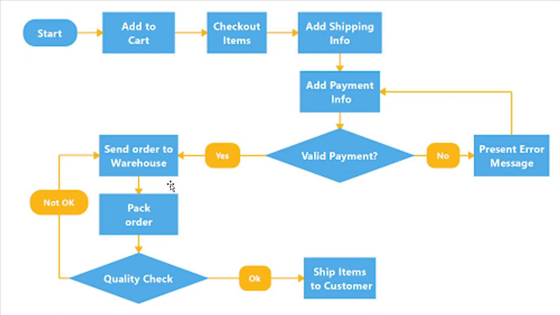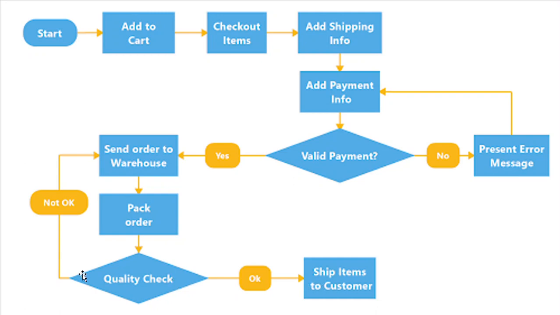Then the next process, you just follow the arrow. So the direction of the arrow is very important. The next process is pack order. After that, quality check. This is another decision, which is represented in the diamond shape. If the quality satisfies the predefined specification, go to the okay branch. Then the product can be shipped to the customer.